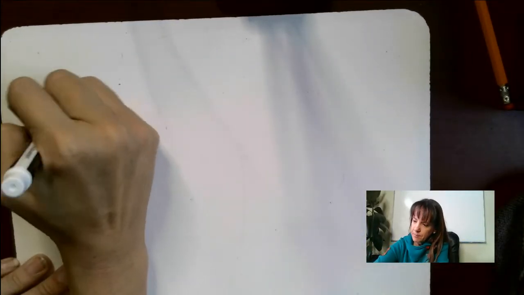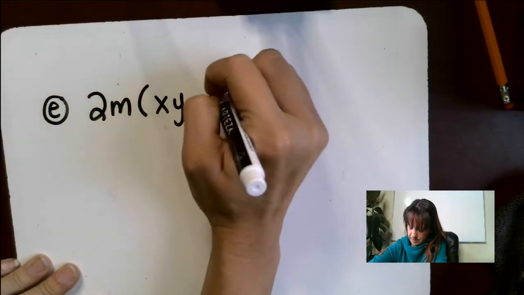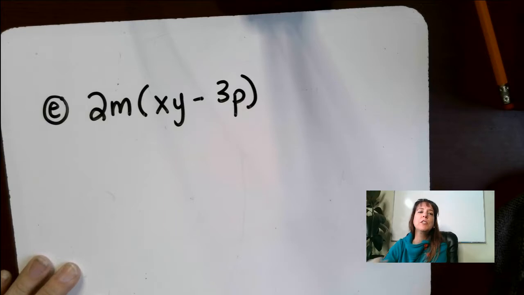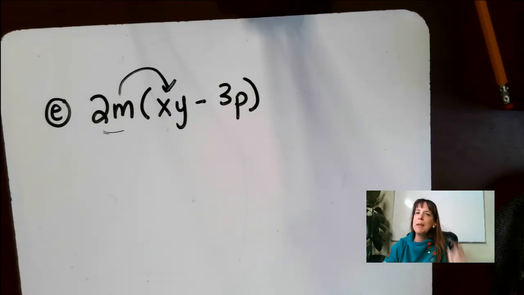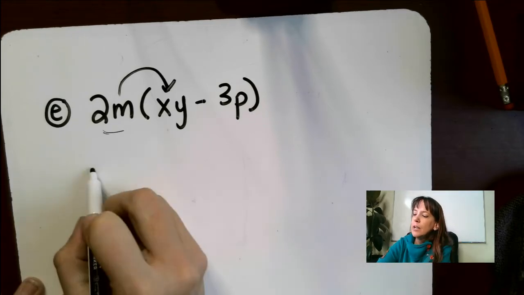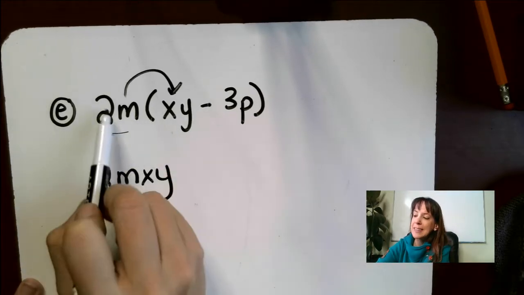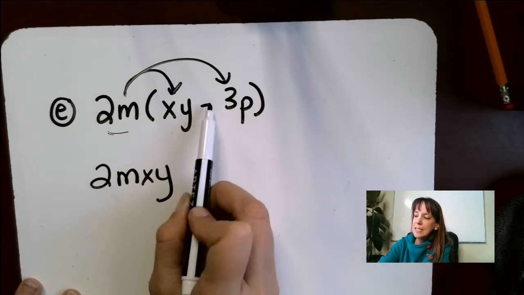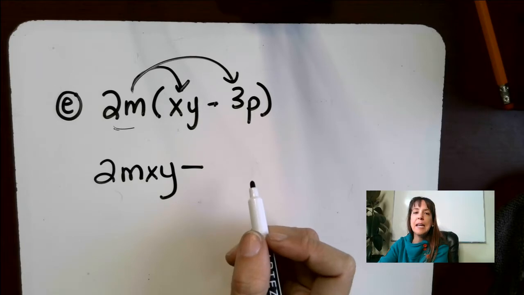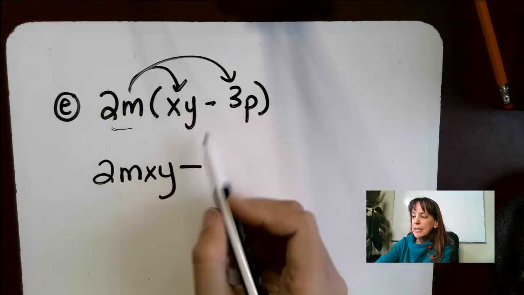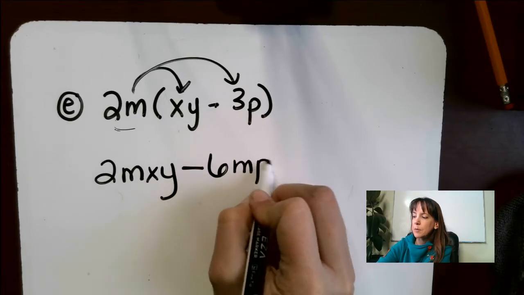We have 2mxy minus 3p. Again, what we're going to do is take this chunk right here, we're going to multiply it by this chunk. When we do that, mentally it's a good idea to put it in alphabetical order. So it's going to be 2mxy. This is positive, this next one is negative, right? So we know our answer is going to be negative because a positive times a negative is a negative. 2 times 3 is 6, and then we have mp, and let's put that in order.